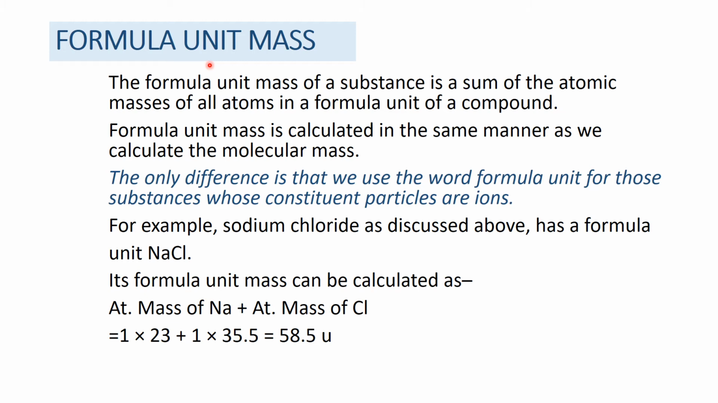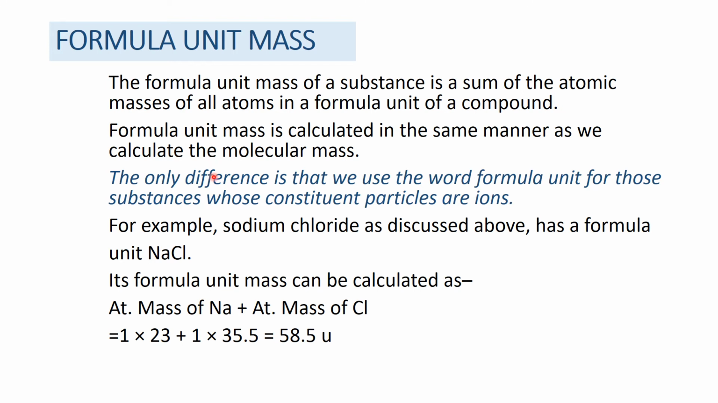Means you will do the sum of all atomic masses of all the atoms present in a formula unit of a compound. How will you define it? The formula unit mass of a substance is a sum of the atomic masses of all atoms in a formula unit of a compound. So formula unit mass is also calculated in the same way as we do for the molecular mass. Whatever formula is given to you, you will just write the atomic masses and add all these atomic masses and you will get the formula unit mass.